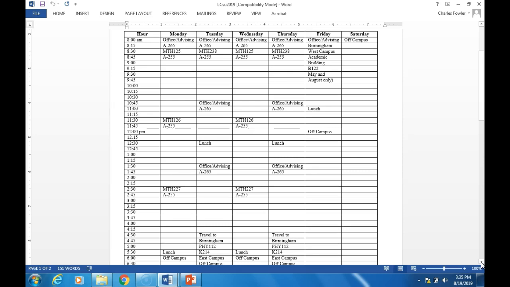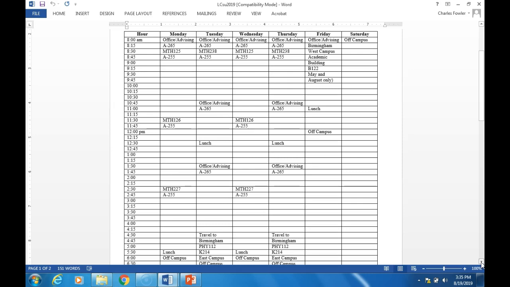After 3:45, this is where the difference is on Wednesday. On Monday, 3:45 until 6 were office hours. On Wednesday, I have to leave shortly after 3:45 to go over to the Birmingham East Campus to teach a physics class. That's the difference on Wednesday. I have a physics class that goes 4:30 to 6:30 on Wednesday afternoon. So Thursday, just like Tuesday, I already gave you those.